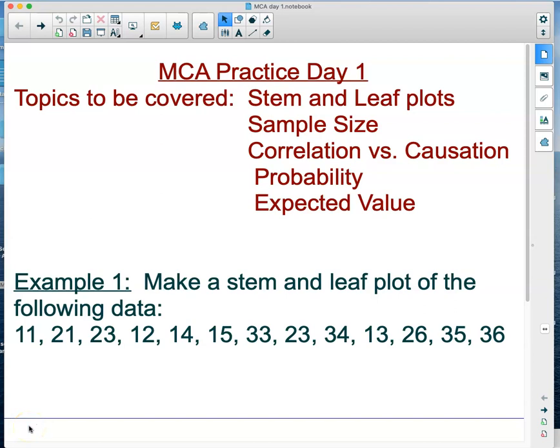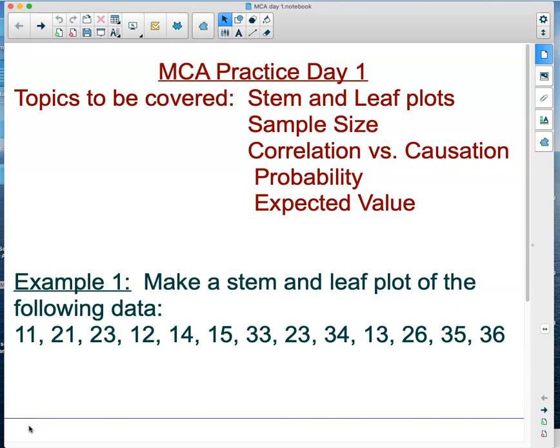This is the first day of MCA practice and review. And again, it's one of those things where, yes, the juniors take it this year, but everybody can benefit from it, because a lot of the topics that are going to be on the MCAs are things that are also going to show up on the ACTs. And at some point, everybody's going to have to take the ACTs if you want to go to college.